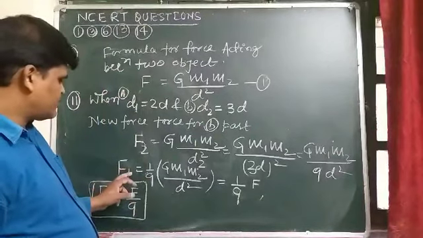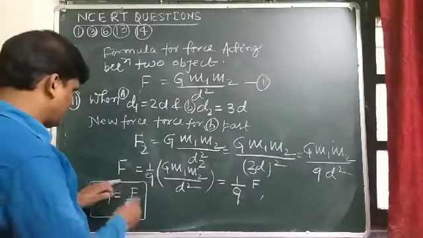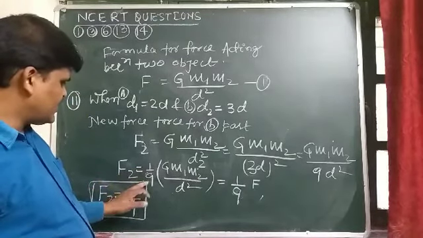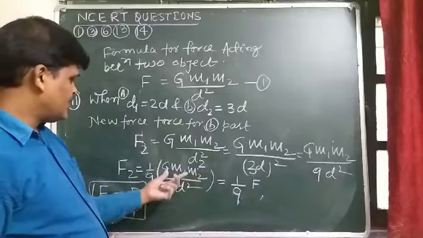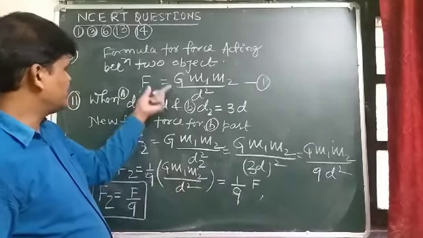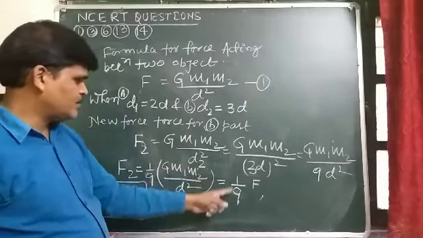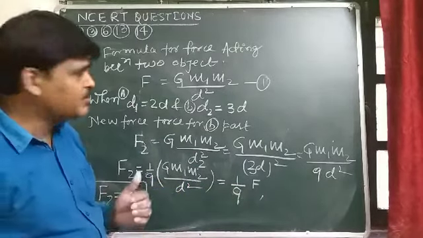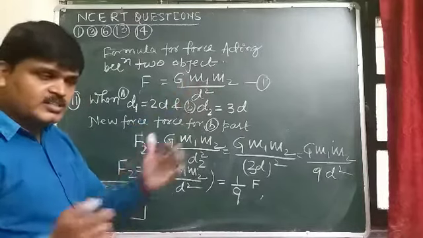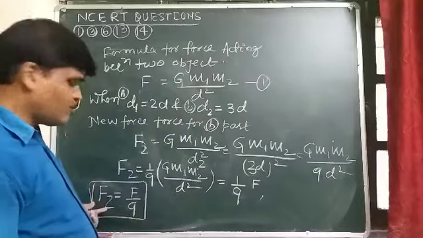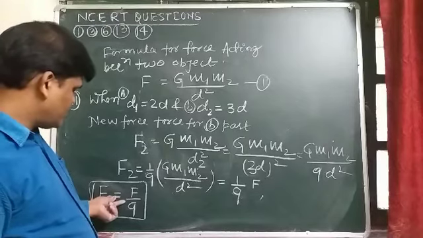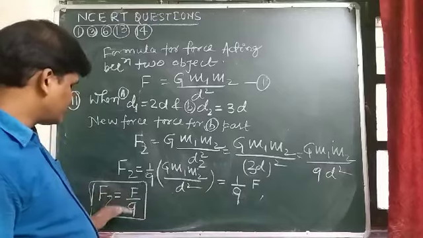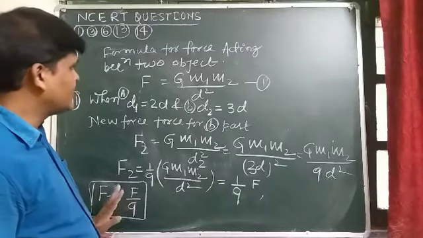So the new force F2 is 1 by 9 G M1 M2 by D squared, and this is the initial force acting between them. So 1 by 9 F. So the new force acting between the two objects with masses M1 and M2, if the distance between them is tripled, comes out to be F by 9. It means the force is reduced to F by 9.